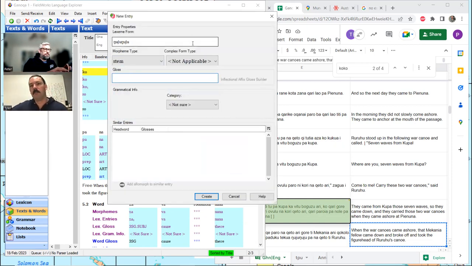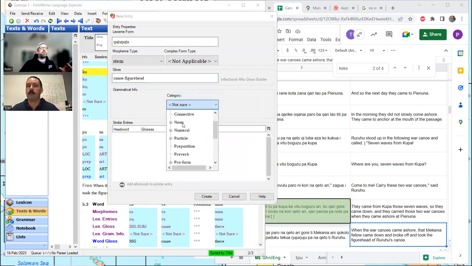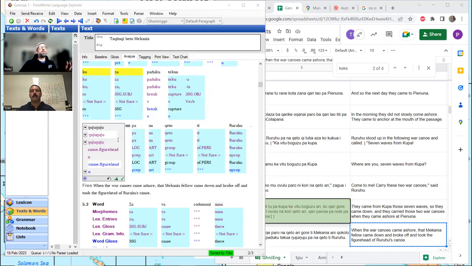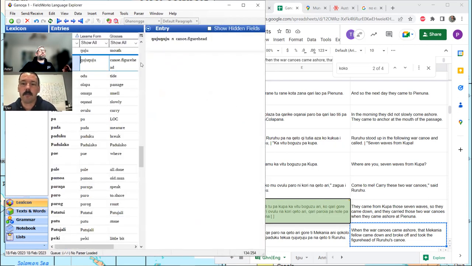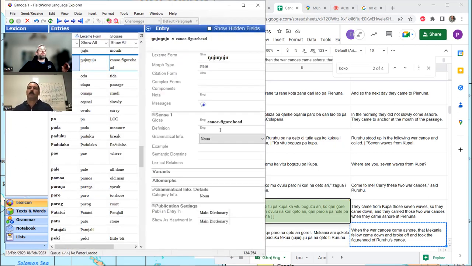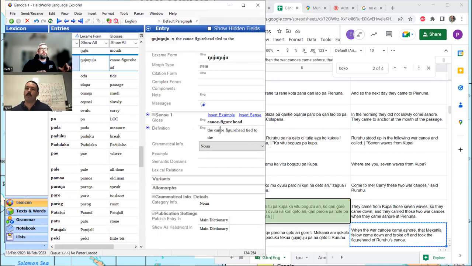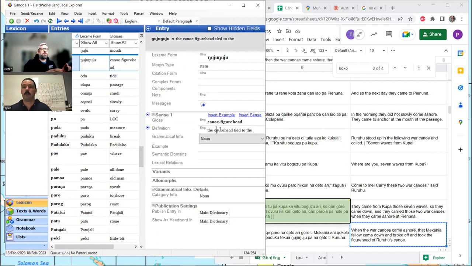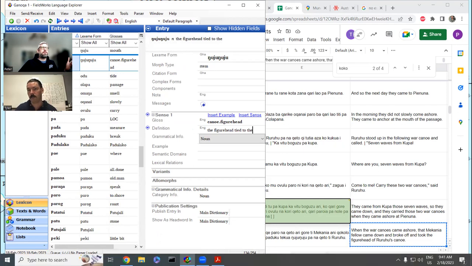Figurehead. I almost want to put canoe dot figurehead. Is that too much? Works for me. You want to noun it? Ooh, do I? All right, and this is pretty good because we've seen reduplication also mean kind of other things. Now we've seen it as this. What's that called? The bow. The prow. The prow.